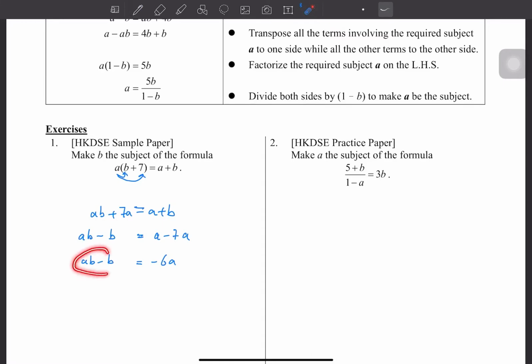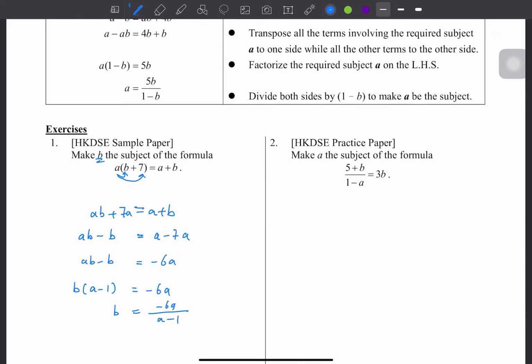We can take out the subject. So B, A minus 1. The last step, because I want to make B be the subject, so divide A minus 1 on both sides. This is your answer. Remember, step 1, cancel a bracket.